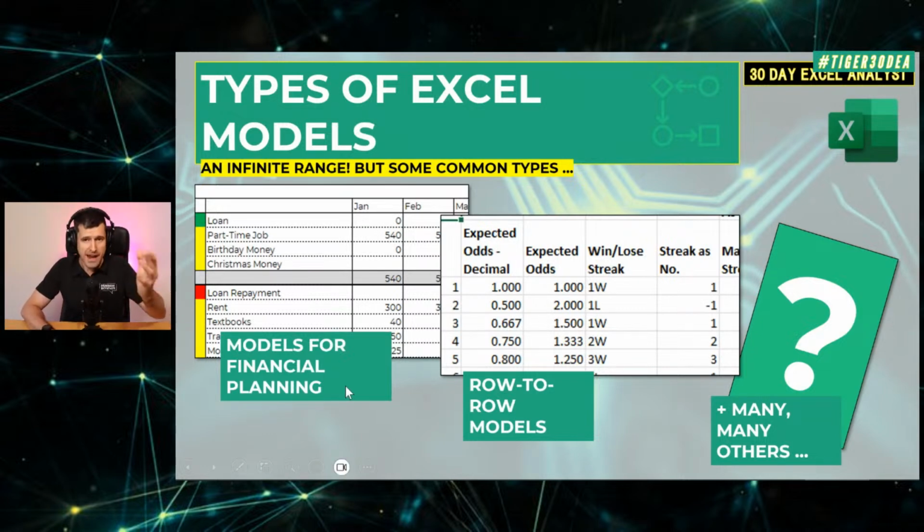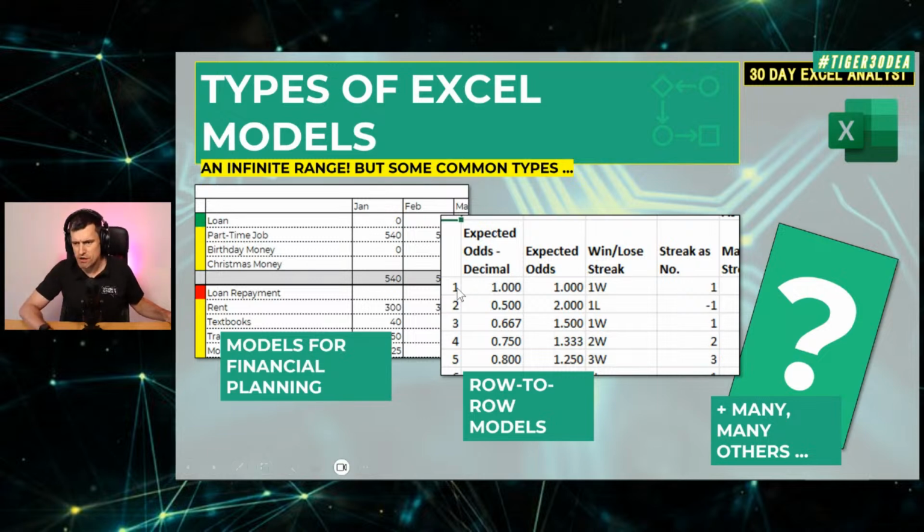So there are lots of variations of that. For business planning, whatever it might be, you'll see lots of models to do with financial planning in Excel. Another model type is what I call a row-to-row model. Now, we do lots of this kind of work in trading, particularly in football trading. My company is very active in that area. But I cut my teeth with row-to-row modeling in Forex trading.